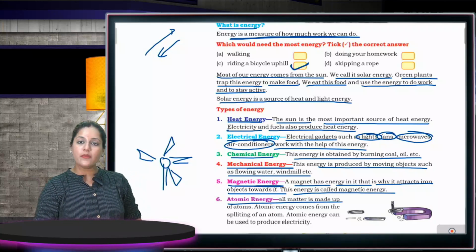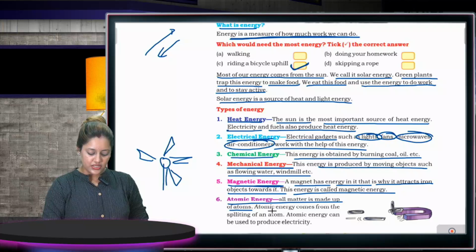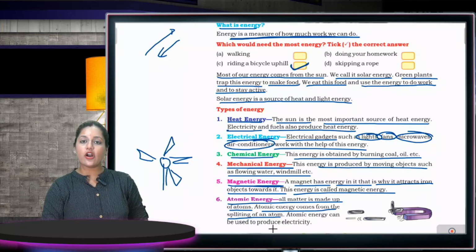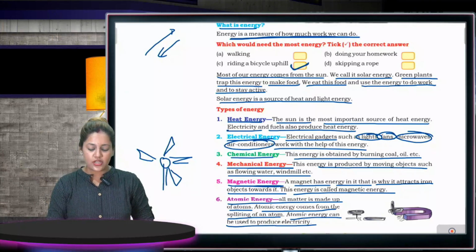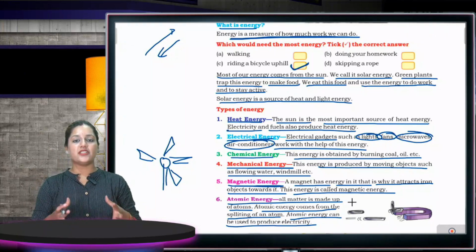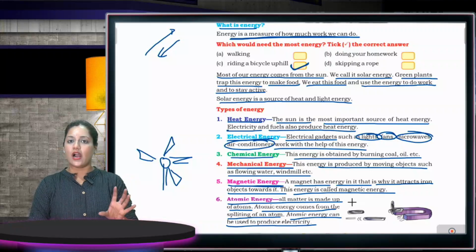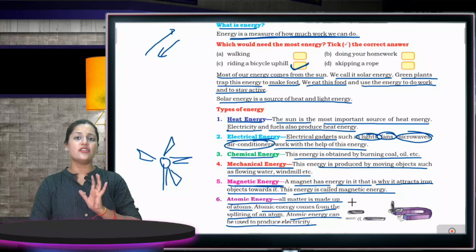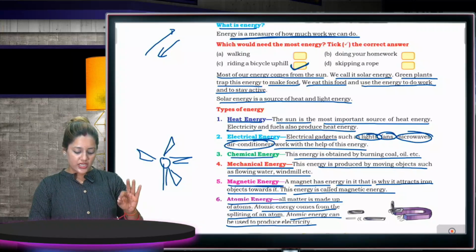Atomic energy. All matter is made up of atoms. Atomic energy comes from the splitting of an atom. Atomic energy can be used to produce electricity. Atomic energy is a very large amount of energy present at one time. That's why it's very harmful and disastrous for human beings. That's why this energy is still not widely used, but atomic energy is one type of energy.